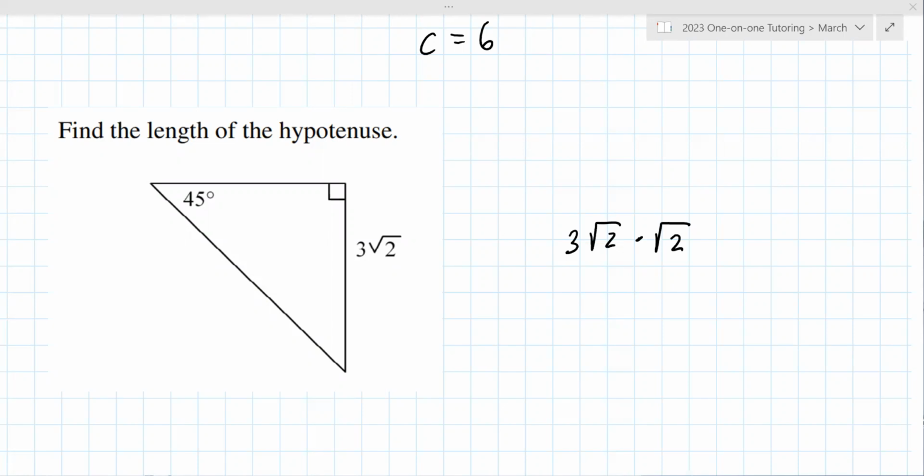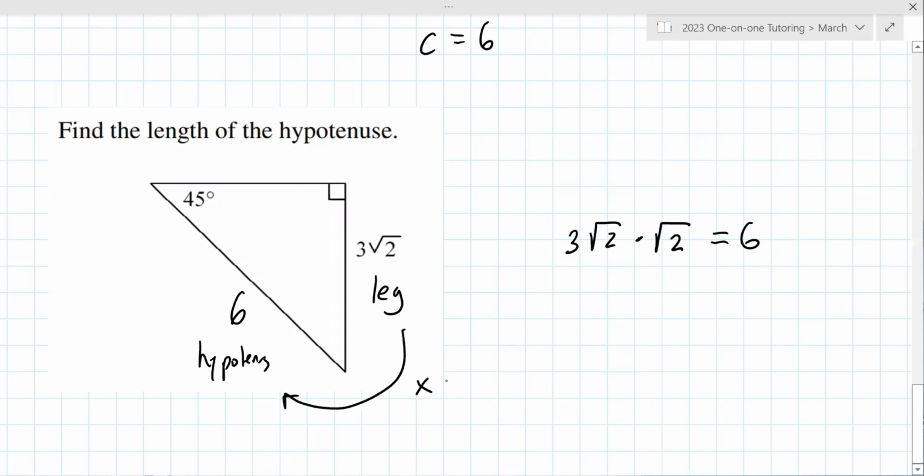Six. It is 6. Now, are you surprised by that? Yeah. Wait, is it still the same? It's the same, yeah. So here's how you go from a leg to the hypotenuse. You multiply by the square root of 2. Is that clear? Multiply by the square root of 2. Yes.